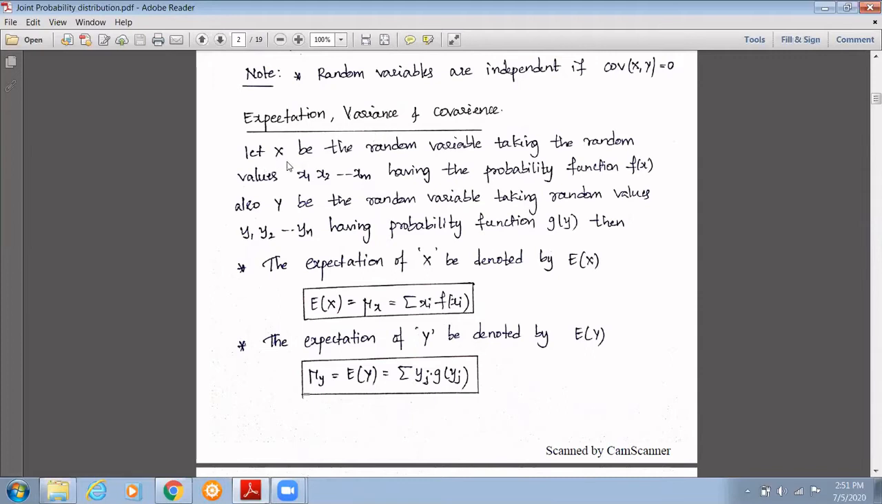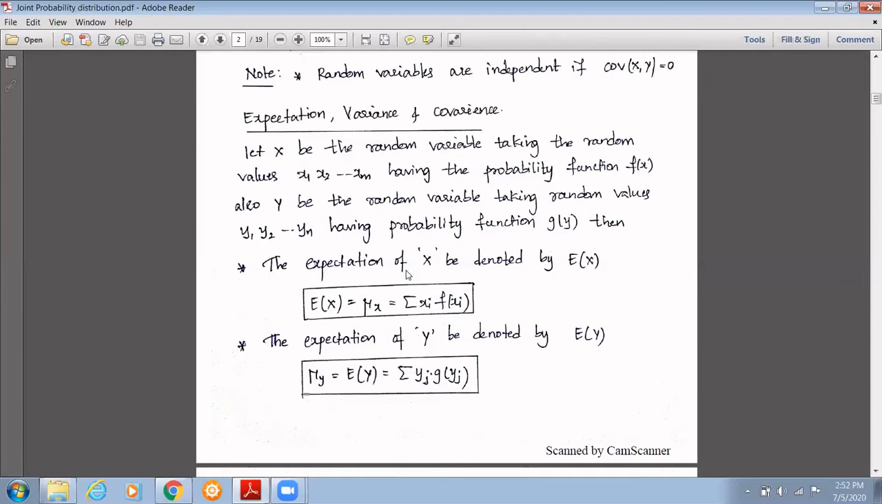Here, let capital X be the random variable, taking the random values x1, x2, so on up to xn, having the probability function f of x. It means capital X is a random variable, x1, x2, so on up to xn are random values, and f of x represents the probability function of random variable X. Same way, if I consider one more variable capital Y, the entries are y1, y2, so on up to yn, and the probability function is g of y.